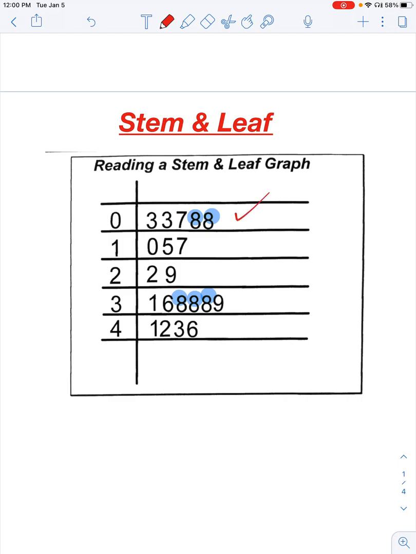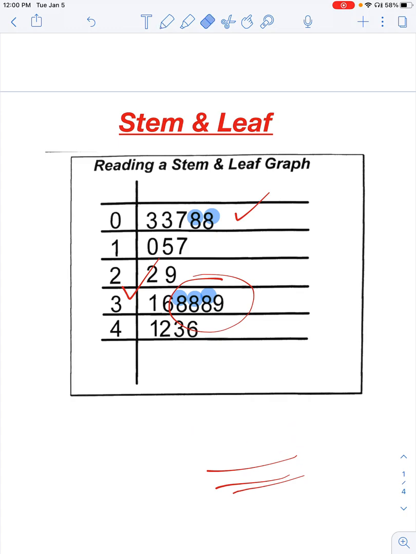See, these guys are 8. There are 2 of them. But these guys down here are not 8. They're actually 38 because you've got to use the number in the stems column. All right. So this is essentially how you read that stem and leaf graph.